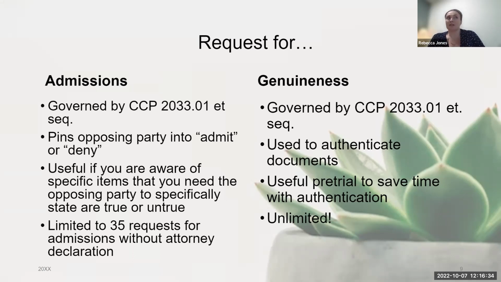Genuineness is covered under the same series under the CCP. It's used to authenticate documents. It's useful pre-trial in saving time for authentication, rather than having someone identify the genuineness of a document on the stand. You can assert to the court, hey, this has been identified. We know that this is true and genuine, and move forward.